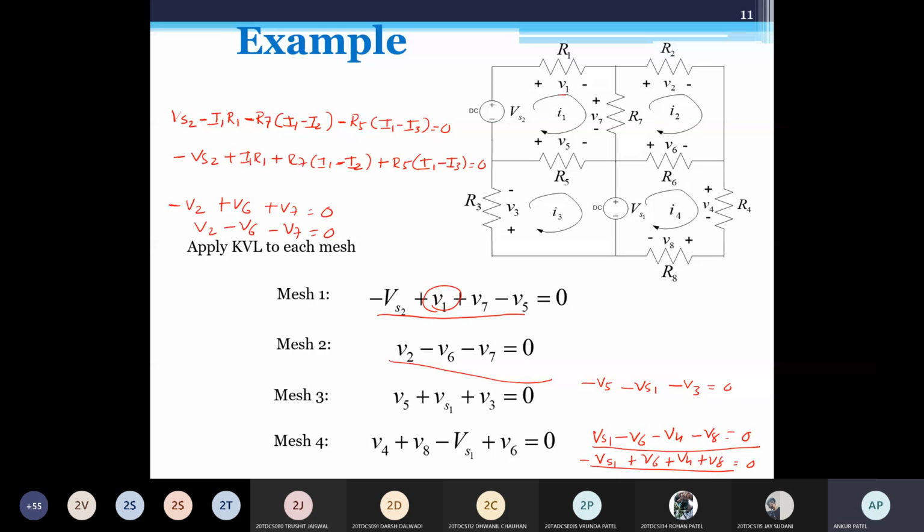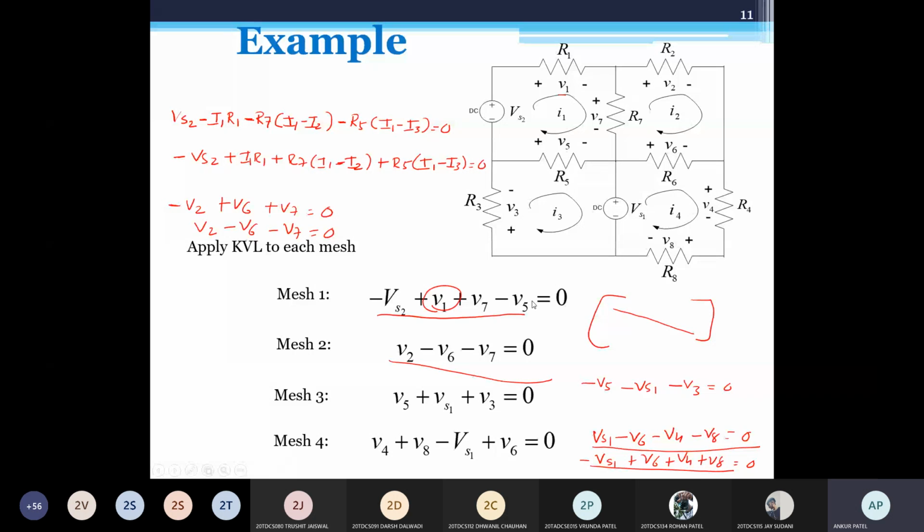So when you draw the matrix, your diagonal element should be positive. That's why we are interchanging the sign, because we are applying determinants and Cramer's rule. Okay.